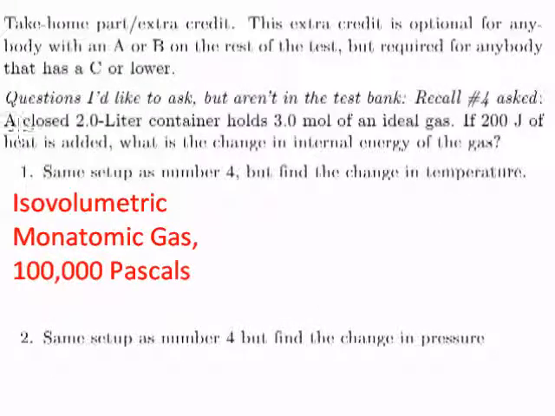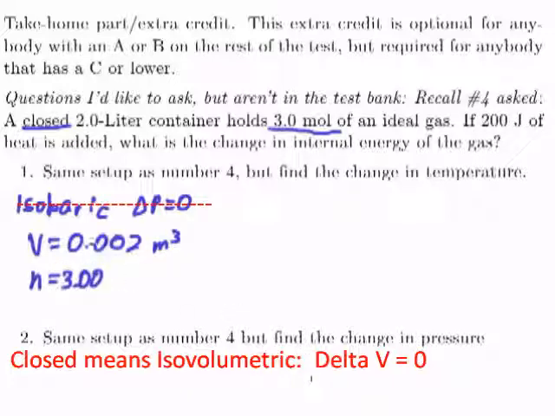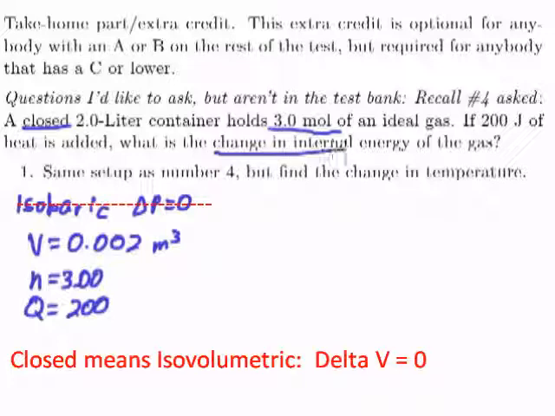We have a closed, isobaric container, which means delta P equals 0. The 2-liter container, so volume equals 0.002 meters cubed, holds 3 moles of gas, so N equals 3.00, and 200 joules of heat are added, so Q equals 200. We want to find the change in internal energy, delta U equals what?